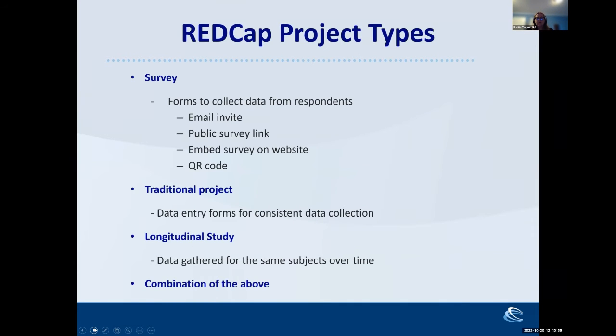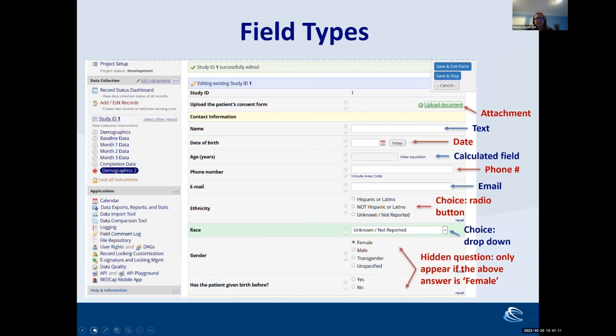So for the project types, we can do surveys, as I mentioned. We can do traditional projects with data entry forms. They can be longitudinal, collecting data on the same subject over time, and it can be any kind of combination thereof. You can see that there's a ton of different types of fields that we can put rules around. This helps avoid typographical errors and enforces quality data collection better than Excel. It can't be corrupted like Excel can be.